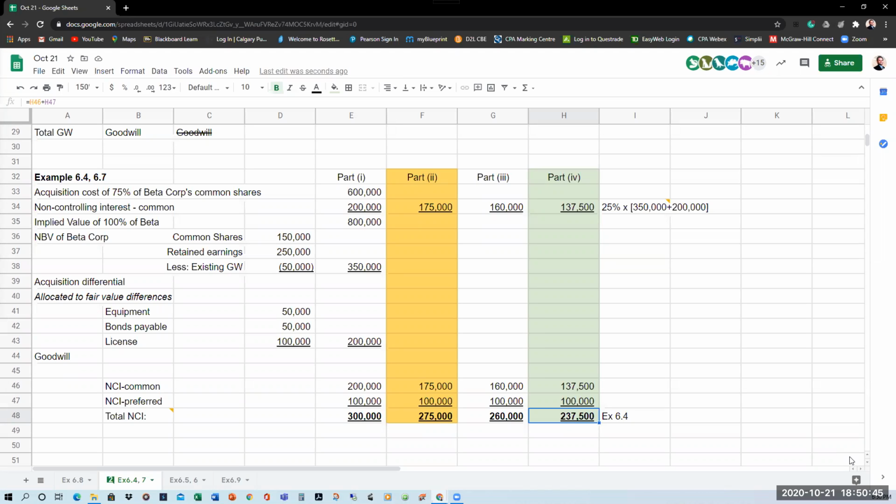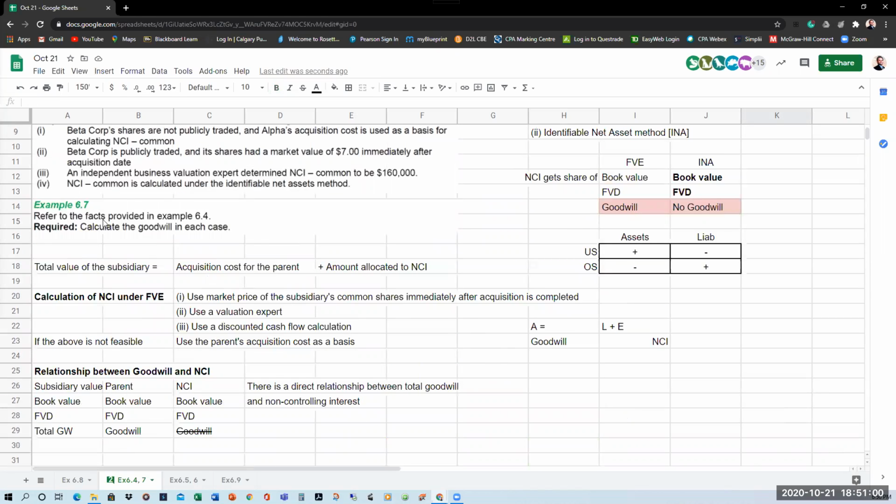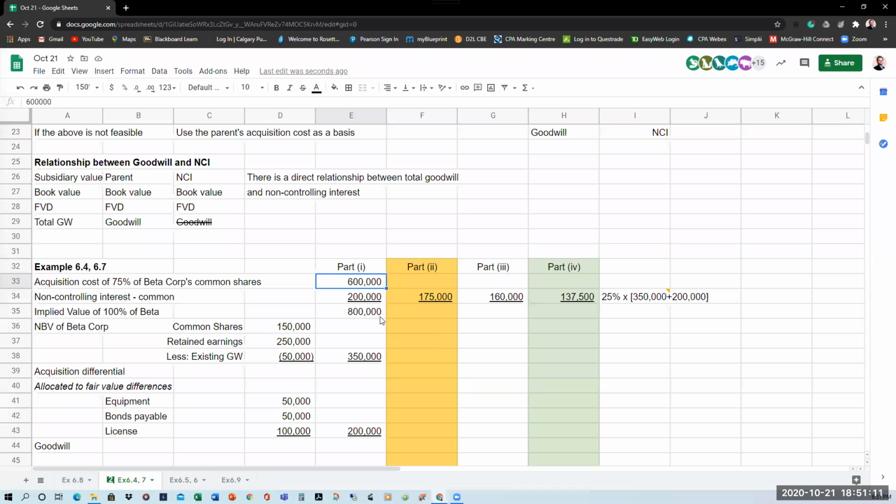Okie dokes. All right. Now, example 6.7 said, refer to the facts provided in example 6.4 and calculate the goodwill in each case. I go back to part 1. Acquisition cost of 75% of Beta Corp's common shares, 600,000, plus the NCI, 200,000, works out to total value for Beta Corp, $800,000. The parent company, Alpha, controls.